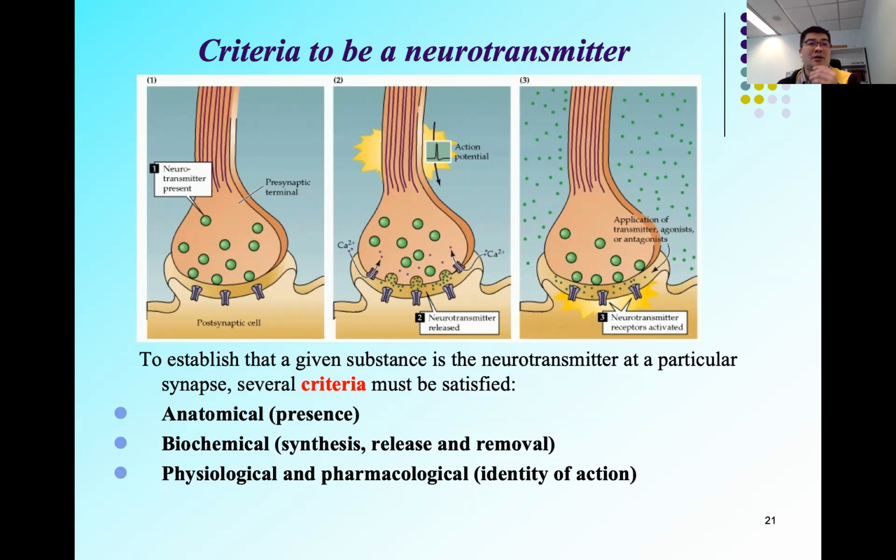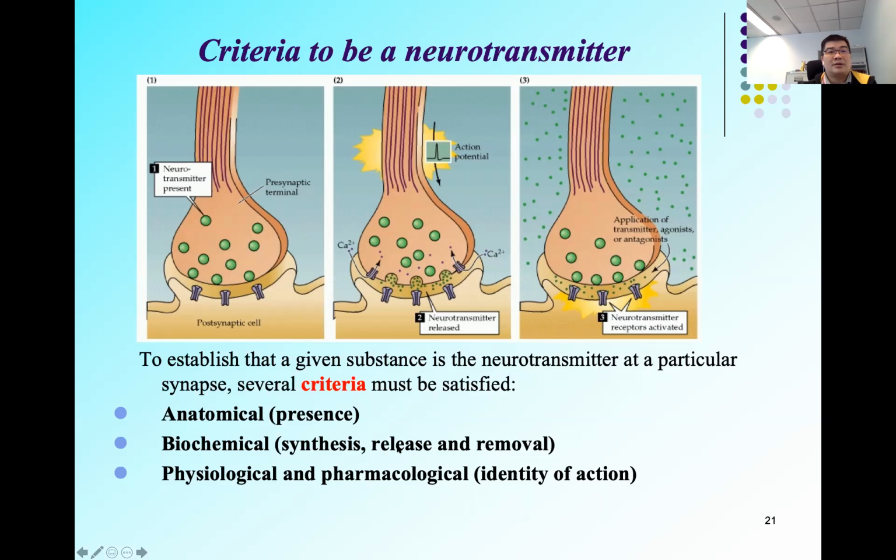Okay. Back to the criteria for neurotransmitters. There are at least three criteria. The anatomical criterion must be there. This one is very, very straightforward. It must be in the target area being released.